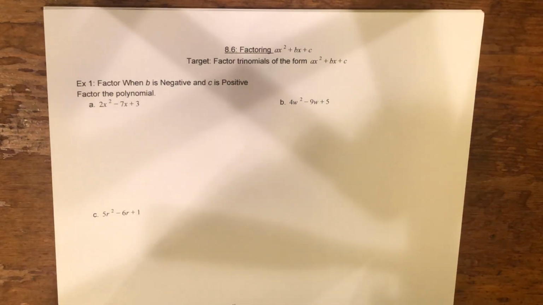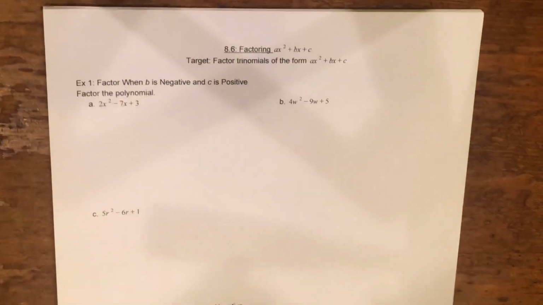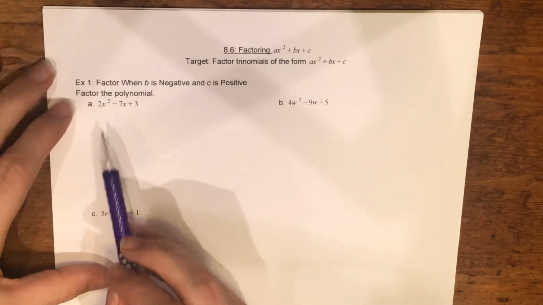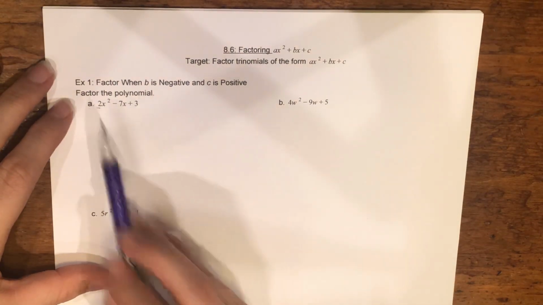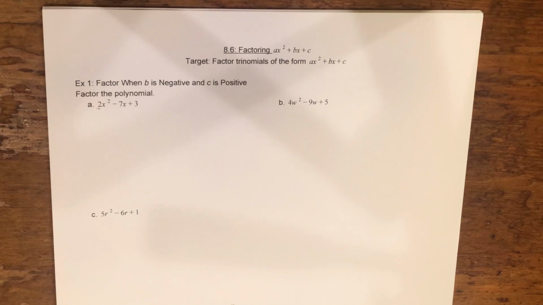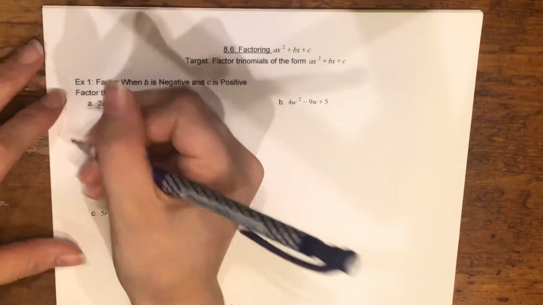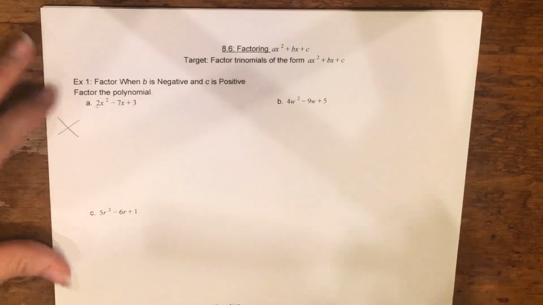Okay, so this is 8.6. We are going to be factoring again, but this time we're going to be looking at it when there's a number in front of that x squared. Okay, so we are going to be factoring by grouping. Okay, so first thing, we are still going to be making that little x.